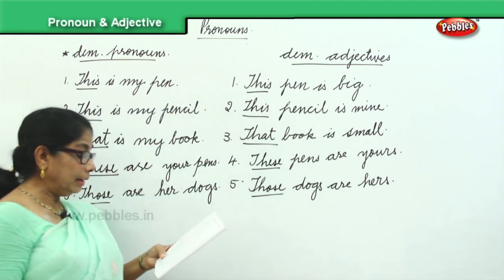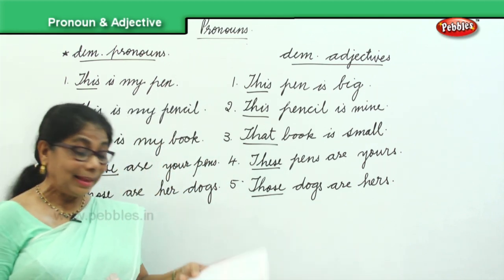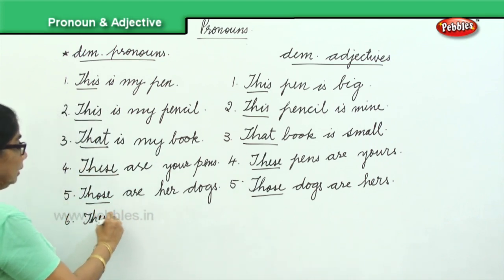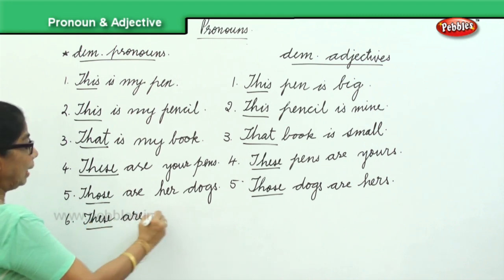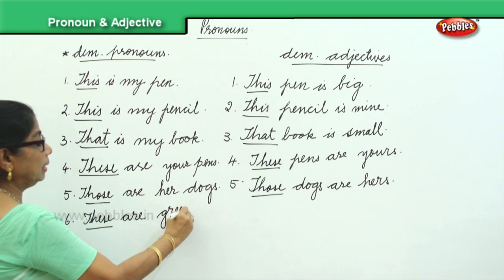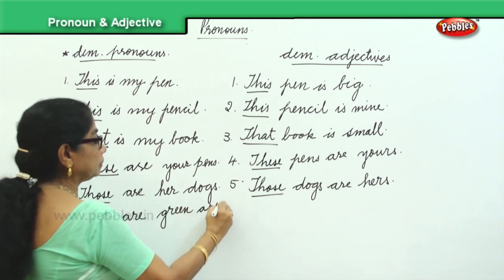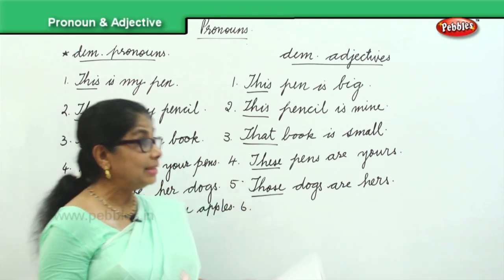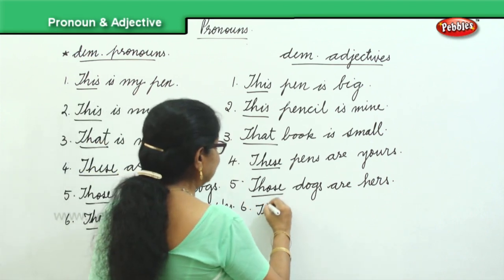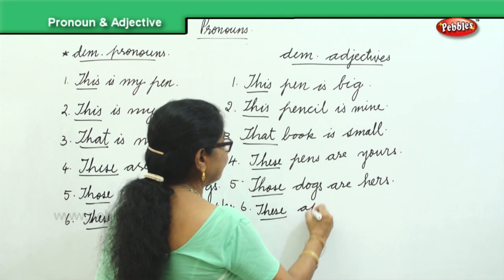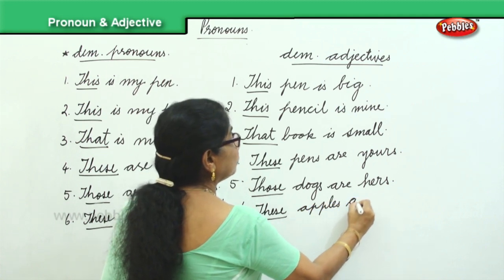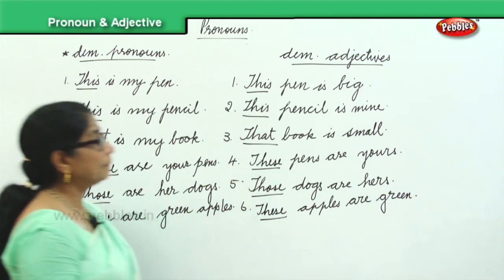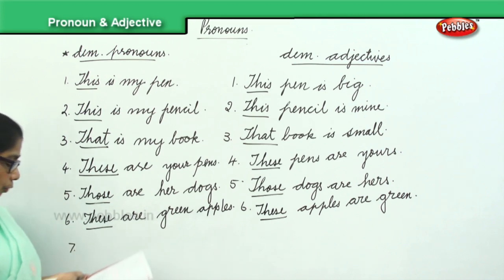All right? And then we have, these are green apples. These are green apples. And in demonstrative adjectives, you will say, these apples are green. A very slight difference, but you need to look at it.